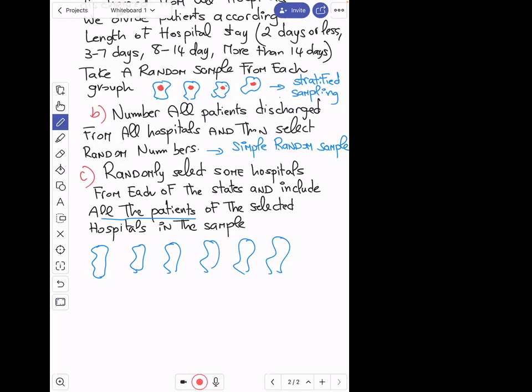So we're going to include, let's say, we select, for example, the first state here, the third one, etc., the fifth one, and then we include all the patients of the selected hospitals in the sample, right? Yeah, so that's a cluster sampling.